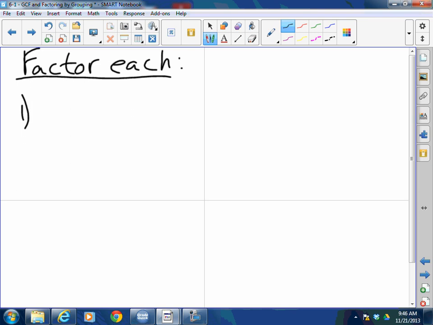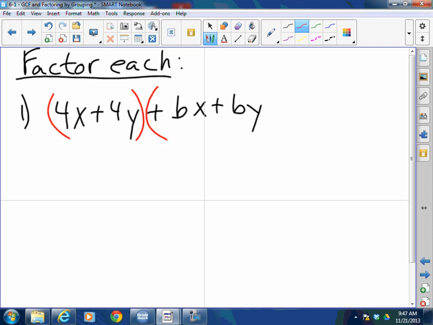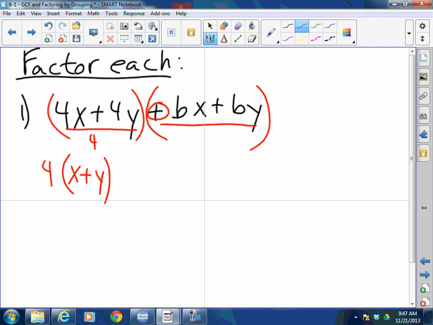Let's go 4x plus 4y plus bx plus by. Okay. We got 4 terms. Always glance for GCF. There's nothing here. So let's go ahead and group it. Group that guy together with that guy. Trust me. Keep that variable inside. It's going to come in handy later. From the first term, I can factor out a 4. So I got 4 times x plus y. From the bx plus by, I can factor out a b. So I got x plus y.